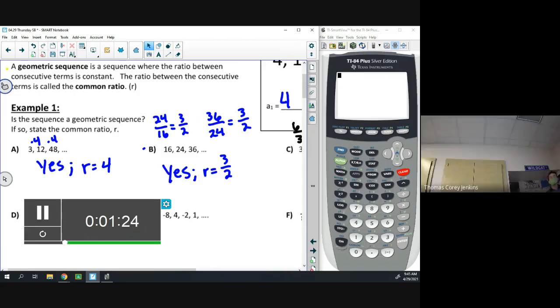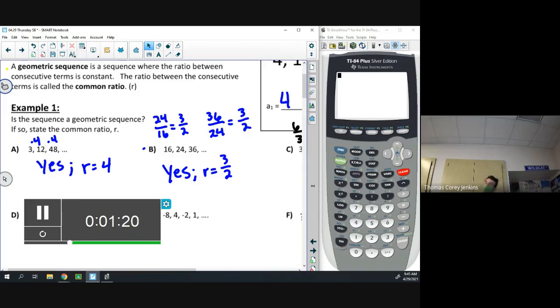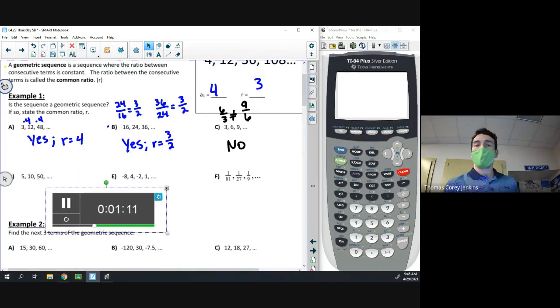Mr. Jenkins, we can't see D because of the timer. Oh, yeah, you're right. Sorry. Yeah, and the notes, guys at home, thank you for that, Cole. And the notes, if you guys ever want to print them out, are always attached. But yeah, sorry about that.